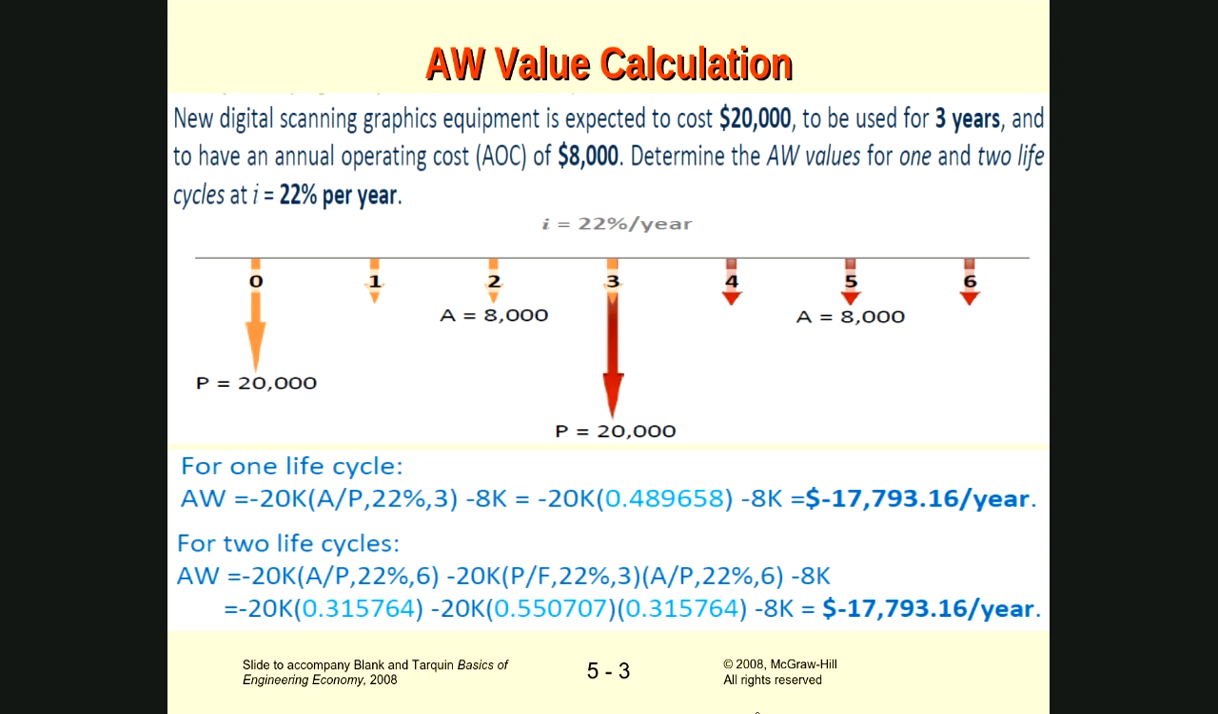Okay, the question is asking about the second life cycle, for the 20,000 placed on year 3, why are we using P given F, 22% for 3 years, and we didn't do P given A directly. Why? Because if we place P given A, and the value was placed on year 3, then you are either going to go to the right for 3 years or you are going to go to the left for another 3 years.